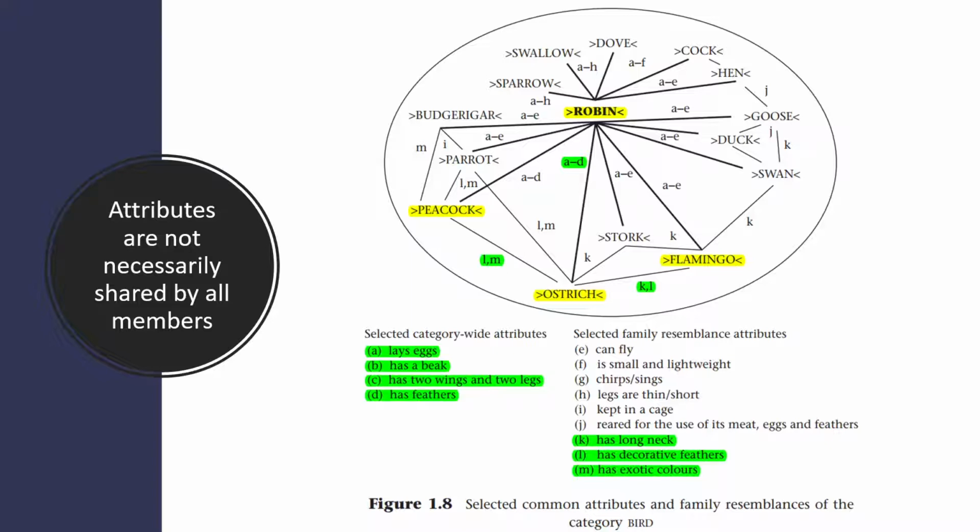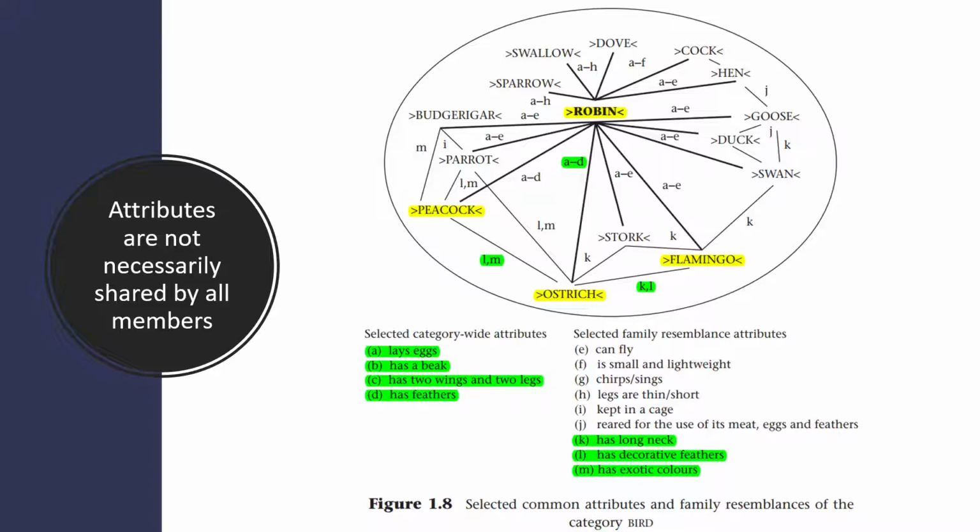So what you're looking at here is that the robin, you can see above, shares the attributes A to D, A, B, C, and D, with the ostrich. Both the robin and the ostrich lay eggs, have a beak, have 2 wings and 2 legs, and they have feathers. But the robin doesn't have a long neck, it doesn't have decorative feathers, it doesn't have exotic colors.